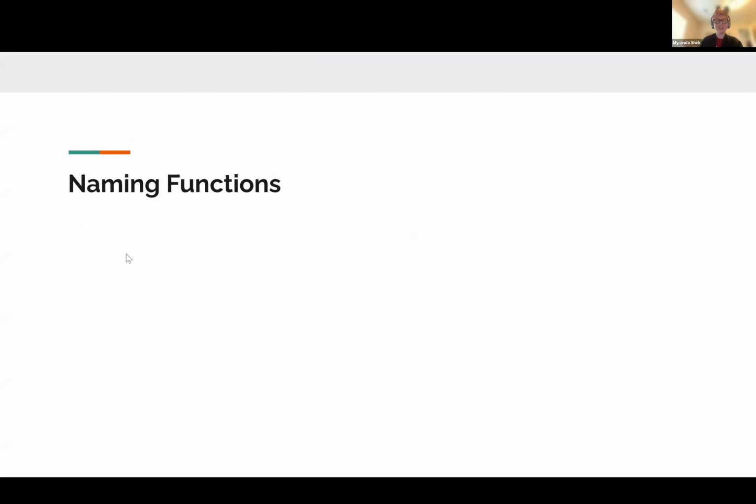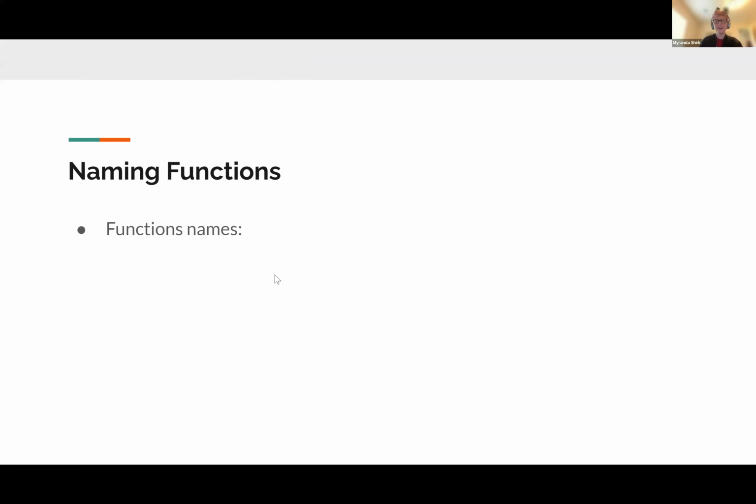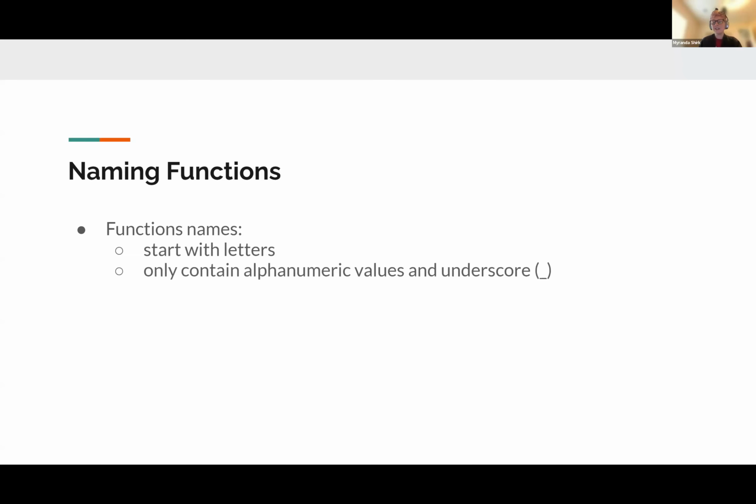So for naming functions, you get to name your function, but there are a few rules that you have to follow. First of all, function names have to start with letters. They can't start with numbers, and they can only contain alphanumeric values and underscores. You may see underscores a lot, like with my function, I have my underscore function.